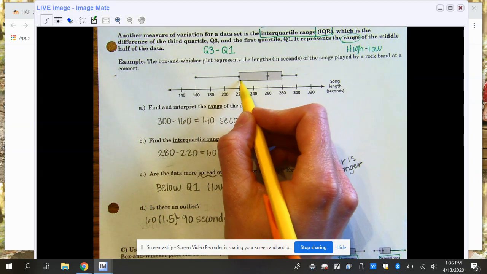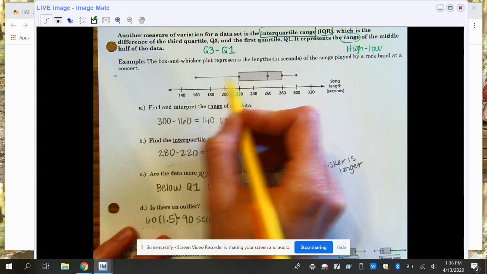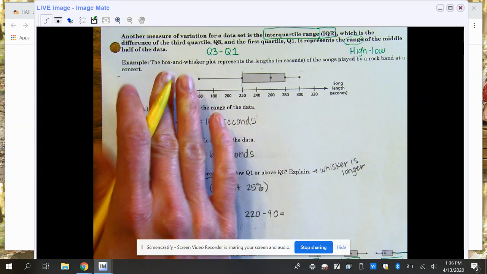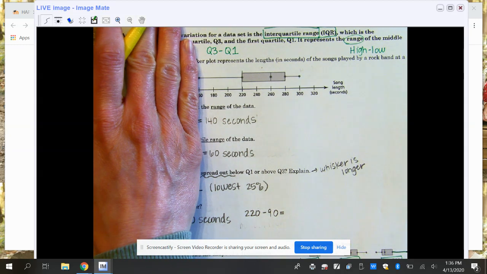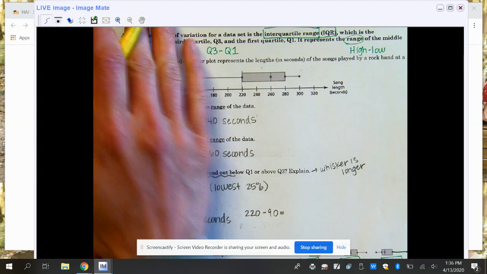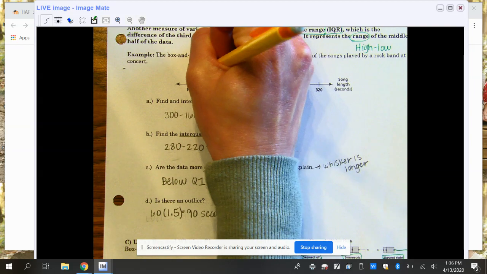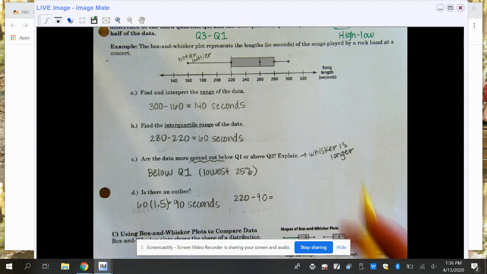Well, 220 minus 90 is what? 130. And so there is not a song that's 130 seconds. Our least value here is 160, which is only 60 seconds away from 220. And so this is not an outlier. It's not far enough away.